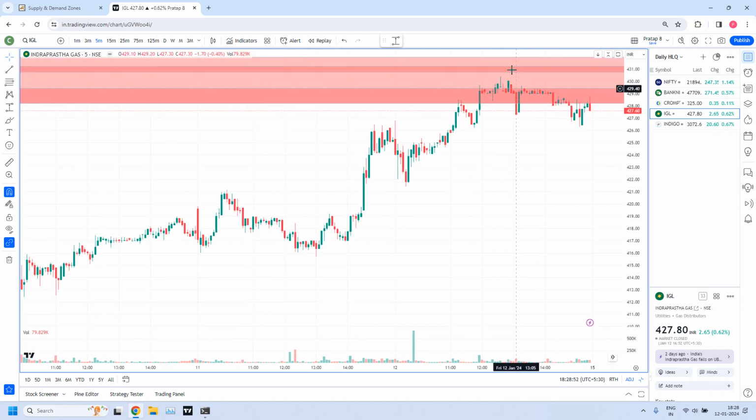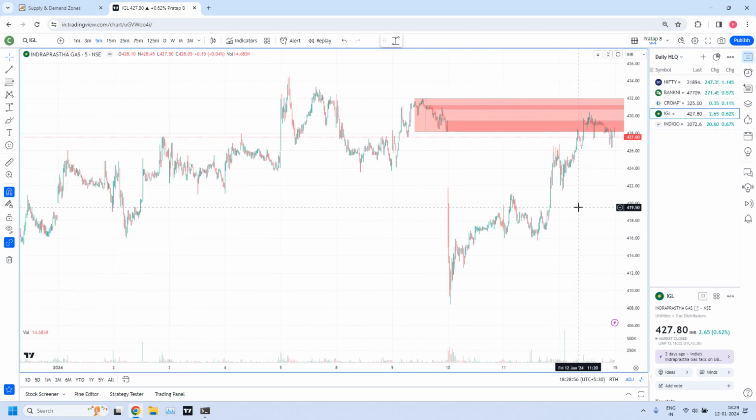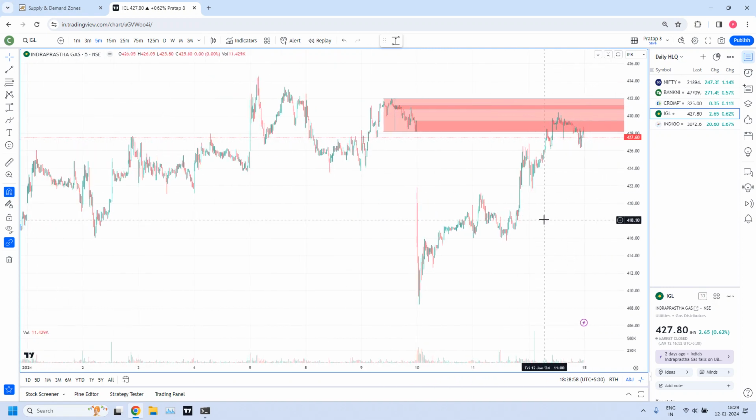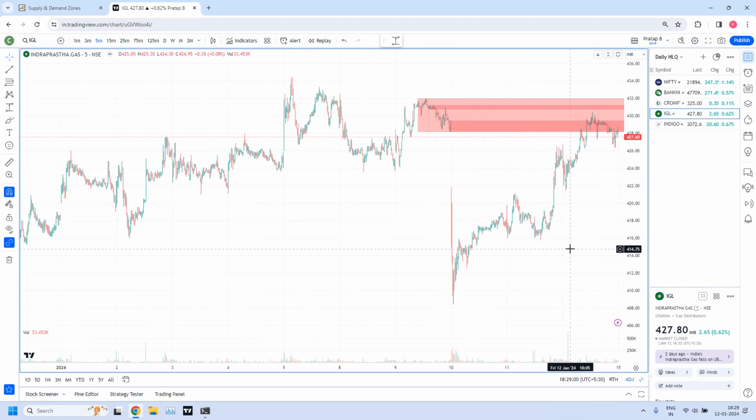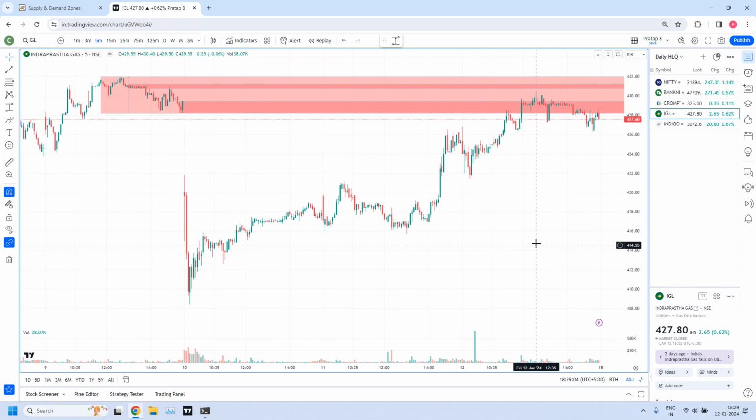Today prices did not enter into the second zone area. Otherwise, even it would have been violated. Anyway, IGL is not a good stock for planning our trades because the price structure is not good. That way we didn't get the trade.